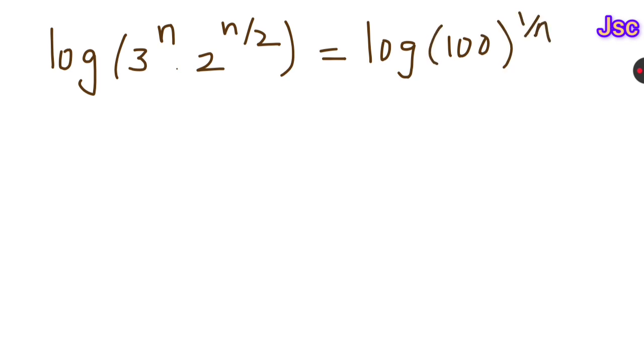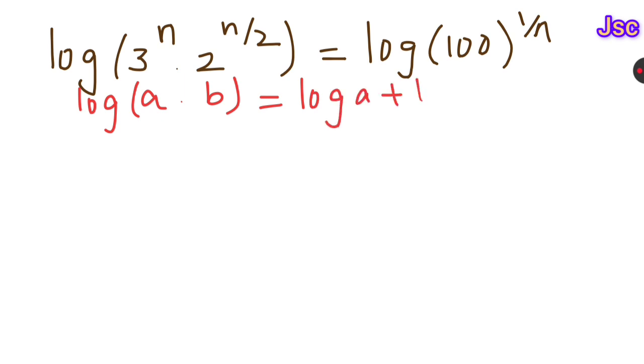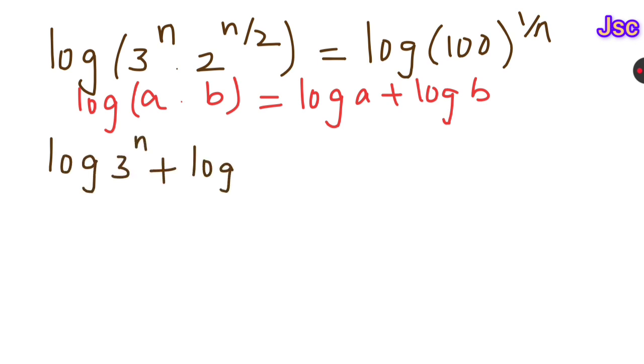The left hand side is in the form of log of a times b, isn't it? So it is in product form. Whenever you have product form, according to the logarithm property, we can write this as log a plus log b. Similarly, this we can write as log 3^n plus log 2^(n/2), that is equal to log of 100 raised to the power of 1 over n.